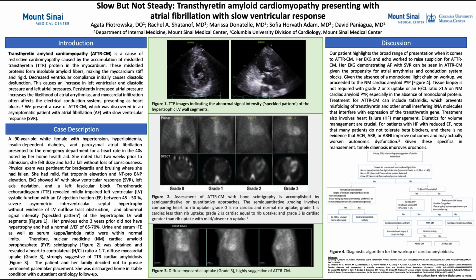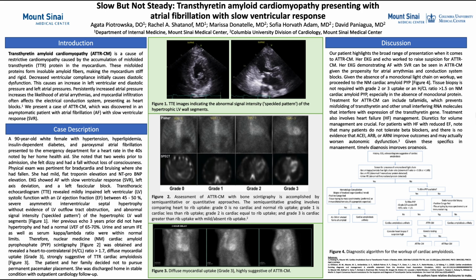Transthyretin amyloid cardiomyopathy is a cause of restrictive cardiomyopathy that is caused by accumulation of misfolded transthyretin protein in the myocardium that forms insoluble amyloid fibers and makes the myocardium stiff and rigid. This causes decreased ventricular compliance, which in turn causes diastolic dysfunction with an increase in left ventricular end-diastolic pressure, as well as left atrial pressure. This increased atrial pressure increases the likelihood of atrial arrhythmias, and the myocardial infiltration itself often affects the electrical conduction system of the heart and presents as a heart block.